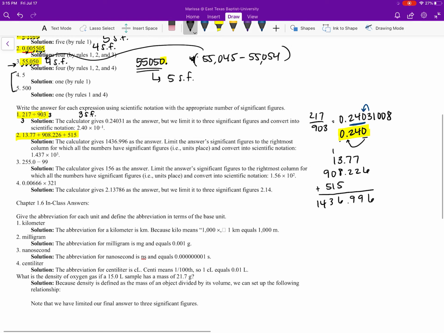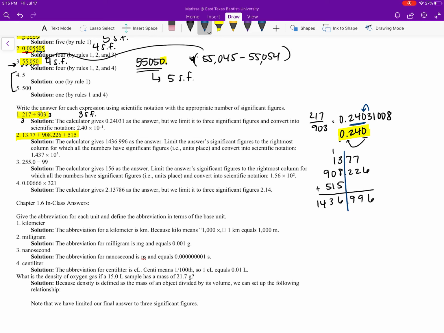So once I add all of my numbers up, now I'm going to draw a line between the number that has the fewest decimal places. And in this case, 515 doesn't even have a decimal place, so I'm going to draw my line right here. If 515 had a decimal place, I would draw it after that decimal place.